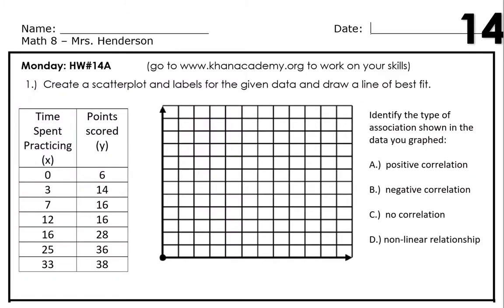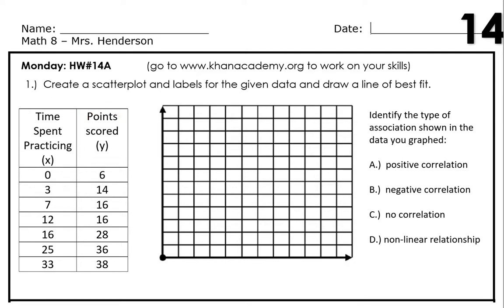This video will help you with the homework questions on number 14. Number 1, create a scatterplot and labels for the given data and draw a line of best fit. So this scatterplot talks about time spent practicing, that's our independent variable, and our points scored, that's our dependent variable.